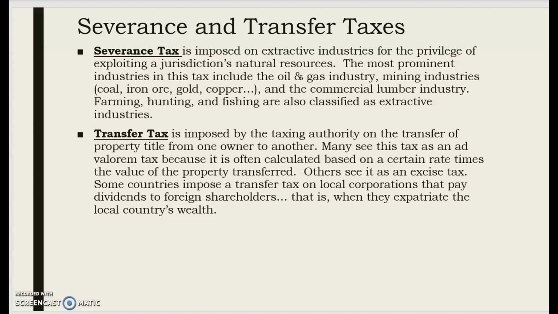We come to severance tax, and that's imposed on the extractive industries such as oil and gas, mining, or the commercial lumber industry. So whenever you pull oil and gas out of the ground, you have to pay a severance tax on that, and that is a tax for exploiting a jurisdiction's natural resources. They give you the privilege of doing that. There's also a transfer tax imposed by the taxing authority on the transfer of property title from one owner to another. You pay it whenever you buy or sell a car. You'll pay a transfer tax whenever you buy or sell real estate. And so that's the transfer tax.